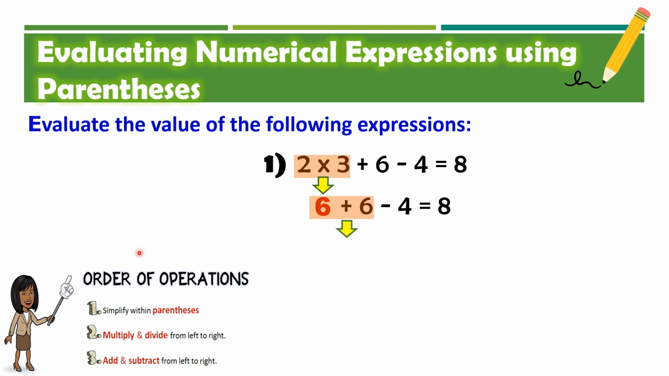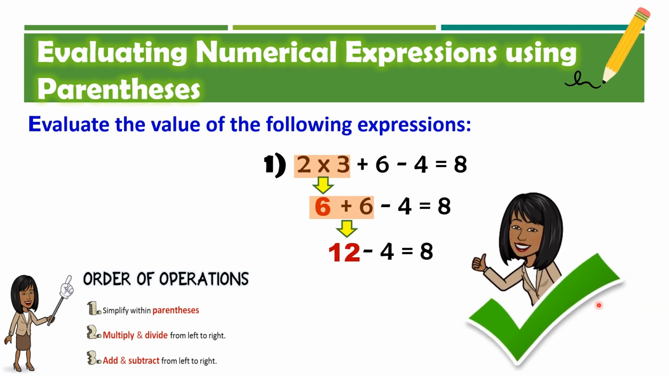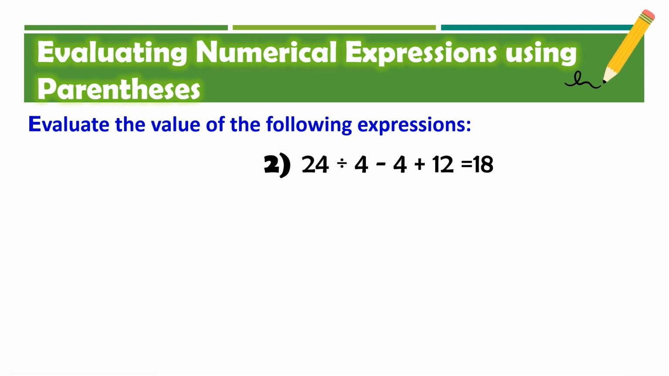6 plus 6 equals 12. Then we're going to say 12 minus 4. Is the value 8? Yes, it is. So this expression with the value 8 is correct. Let's look at the second expression. 24 divided by 4 minus 4 plus 12 equals 18.